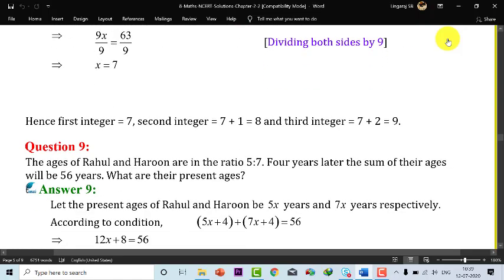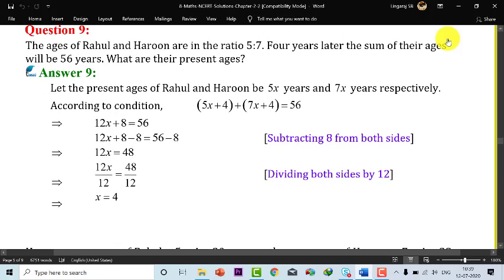Hence, first integer is 7, which is the x value got here, and second integer is 7 plus 1, which is 8, and third integer is 7 plus 2, which is 9. So we move for question number 9.